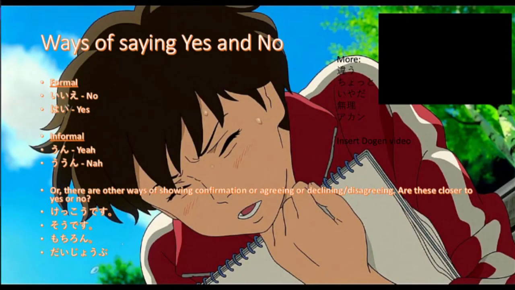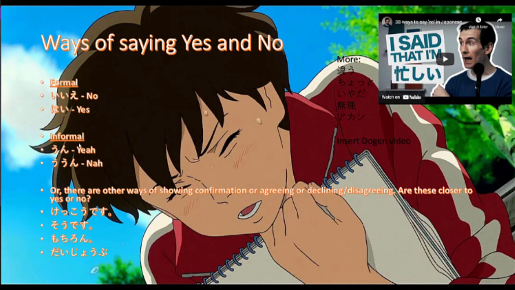Ie or hai, those are simple ways of saying no, yes, but usually in Japanese, because it's a very vague language, you wouldn't really directly say ie or hai unless you're in formal situations. But you can say other things such as kekkou desu, to say no thank you, or sou desu, hai, yeah, I agree, or mochiron, of course, or daijoubu. You could say chigau chigau, which means no, that's not it, you're wrong, chigau desu yo, chigaimasu yo.